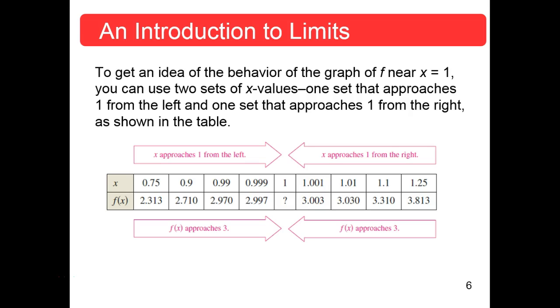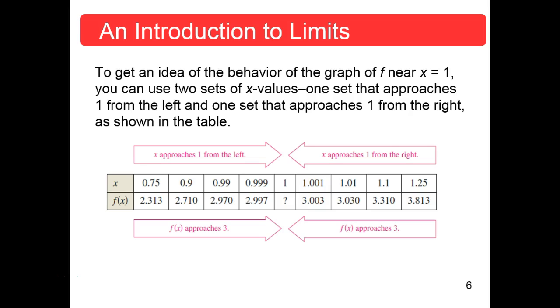But let's approach it from the right-hand side. 1.25, plug that into the thing, you get 3.813. Put 1.1, getting closer to 1, but not getting to 1, 3.310. 1.01 is 3.030. 1.001 would be 3.003. Guess what? That looks like it's approaching 3 also. So, numerically, it looks like it's approaching 3.